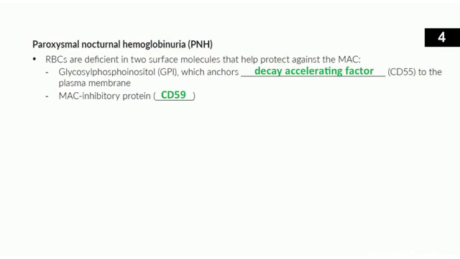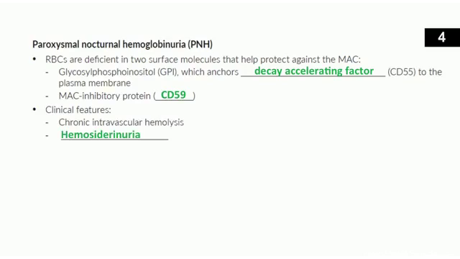So your red blood cells are being attacked, they're being lysed by complement, and that leads to chronic intravascular hemolysis. And then the hemoglobin in the red cells ends up in the urine and causes hemosiderinuria and red-colored urine, which is the classic finding. Another unique finding with PNH is thrombosis, because platelets also get destroyed, and then they release their prothrombotic contents.